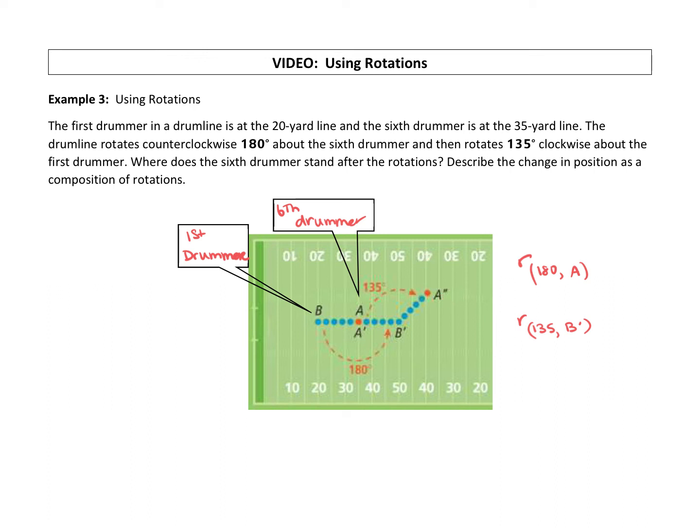And the question is, where does the sixth drummer stand after the rotations? So if we look at the picture, the sixth drummer was here in position A. We rotated about that drummer, and that drummer was in the same position. And then we did a rotation 135 degrees about the B prime. So that drummer now moved and is in position A double prime. So where does the sixth drummer stand after the rotations? At the A double prime position.